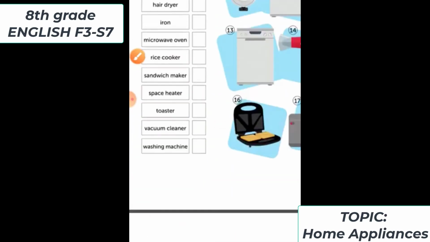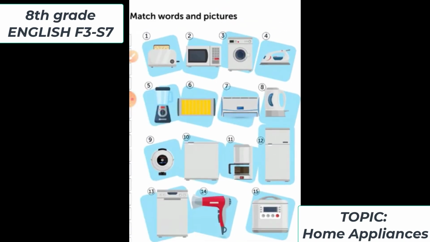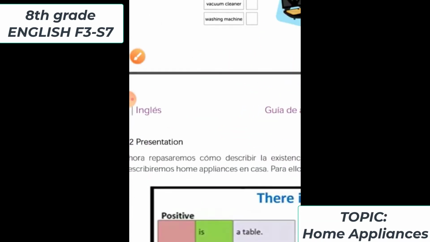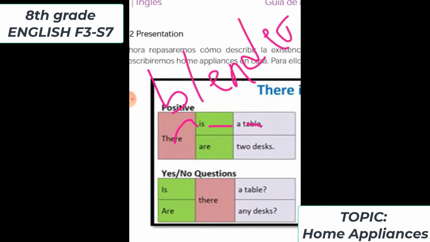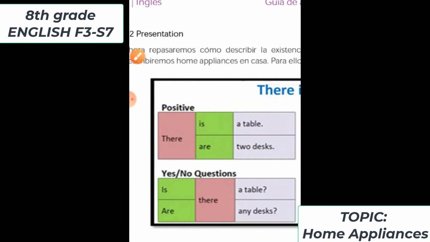Now more examples. Imagine that, for example, in your house, you have a blender. A blender in your house. So you say, there is a blender in my house, okay? Hay una licuadora en mi casa.